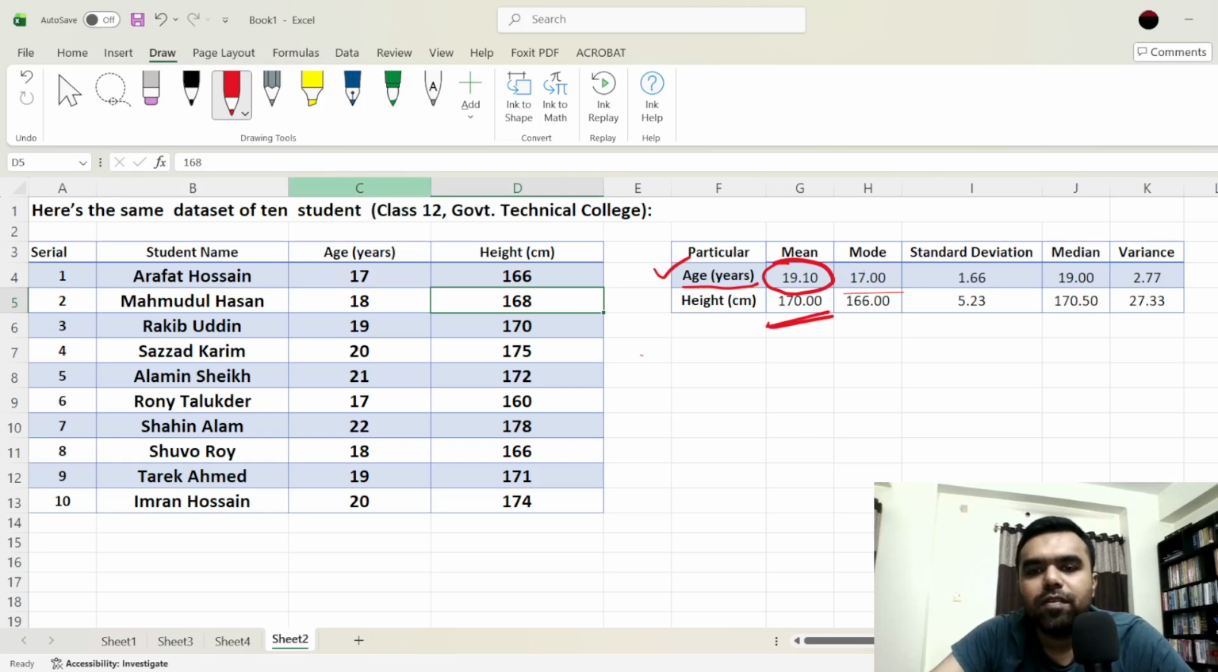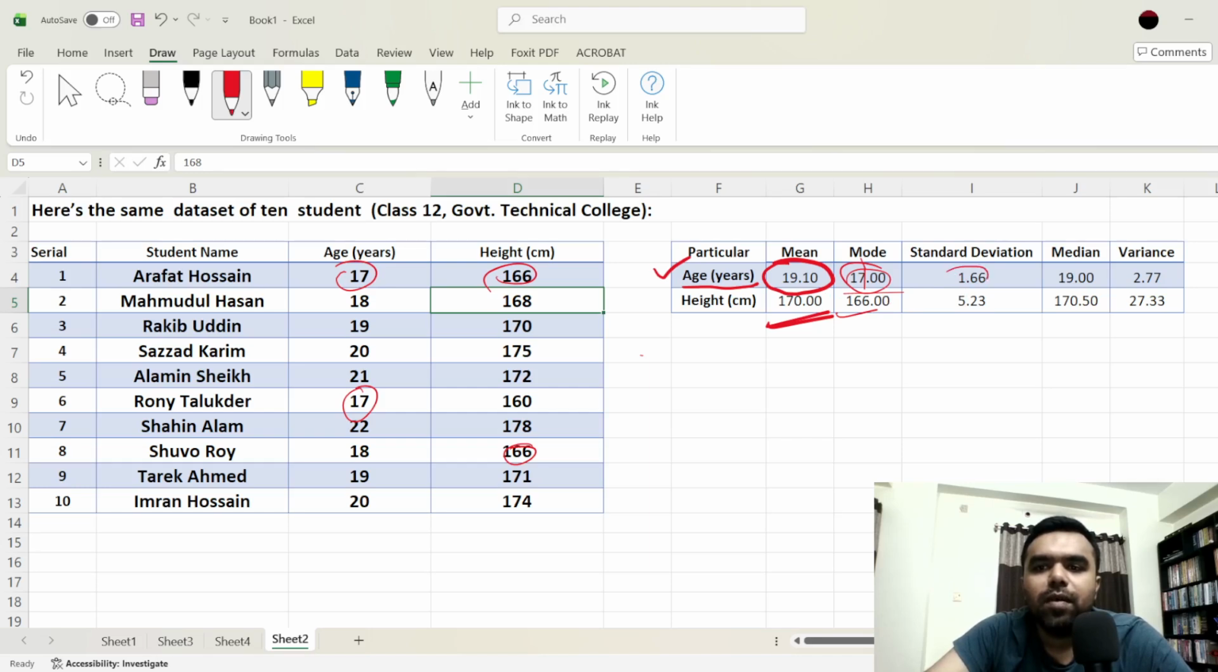The most frequently mentioned age is 17. If age is mentioned how many times? 17 is mentioned twice. The frequency is 2, so the mode is 17. Now height. There is a single value of height, 166 centimeter, mentioned twice. Hence the mode is 166. Now standard deviation. The standard deviation is 1.66.